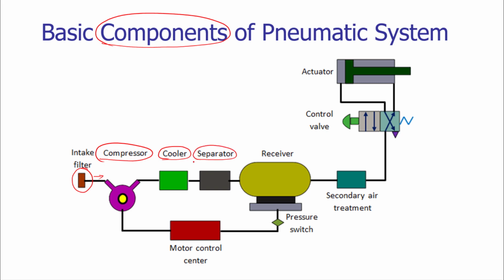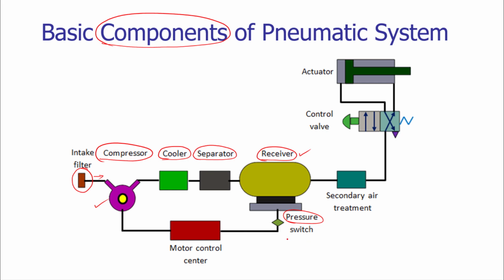We need to separate the water from that cool air, and then we have to store it inside a tank. So compressor, a filter, then cooling, separation, and then receiving or storing inside a tank. The tank is getting continuous compressed air. So we need to continuously monitor the capacity of the tank by using the pressure indicators, and accordingly we can control the operation of the compressor.